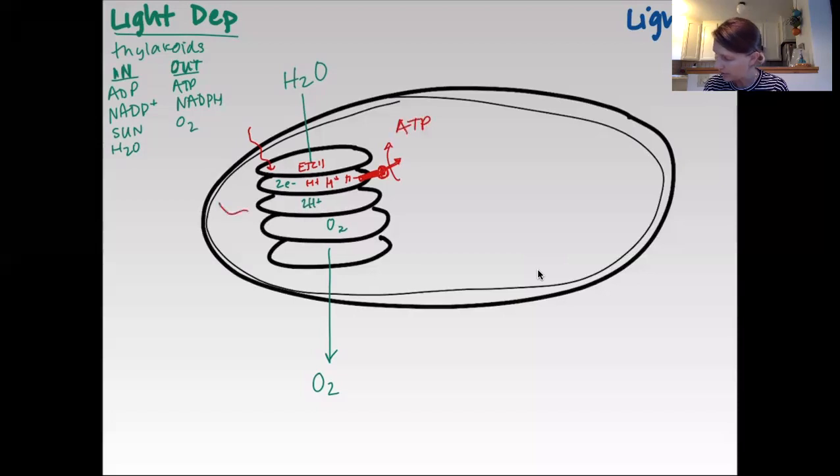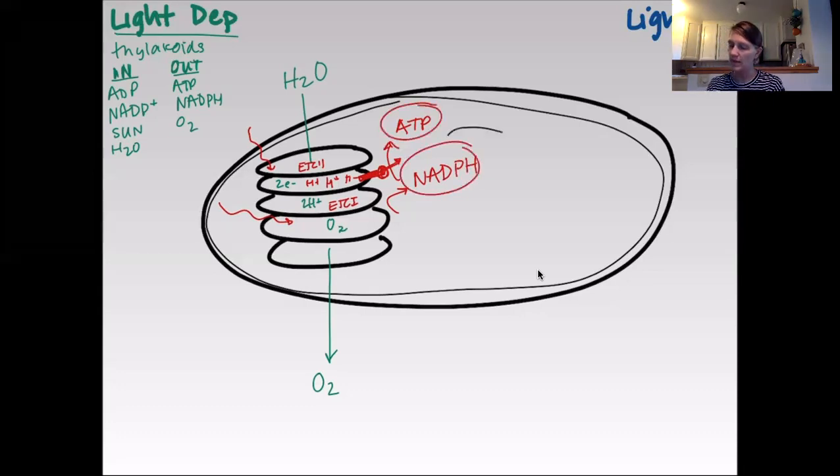Then we're going to have another photon of light coming in, and those electrons are going to move through ETC1. The final electron acceptor is NADP plus, and that's going to generate NADPH, right? So here are the big outputs of the light dependent reactions. Those are going to feed directly into the light independent reactions, right?